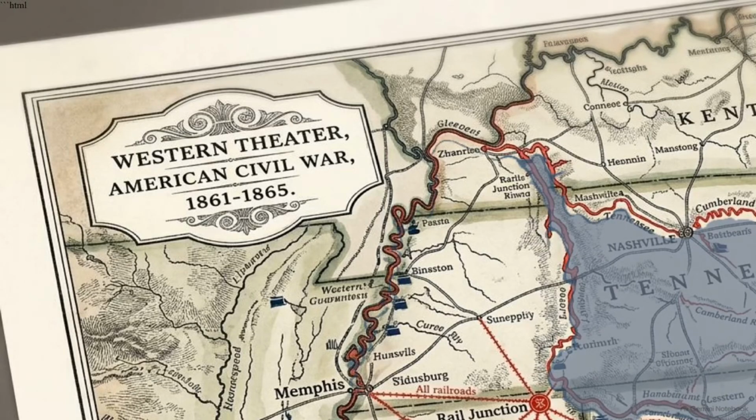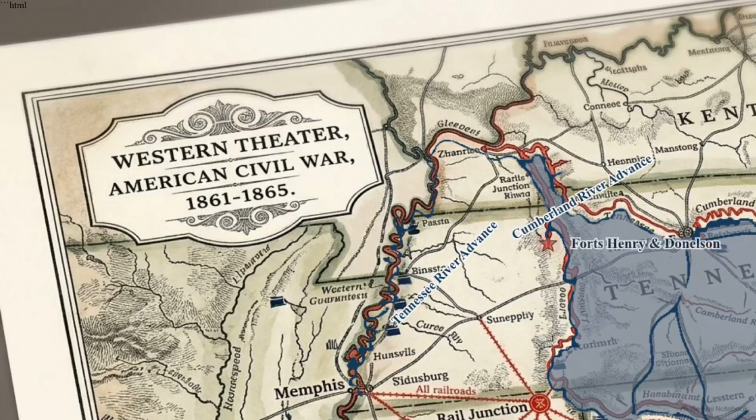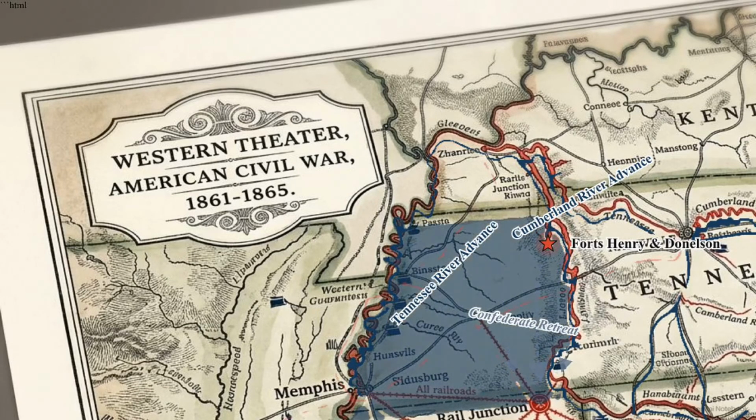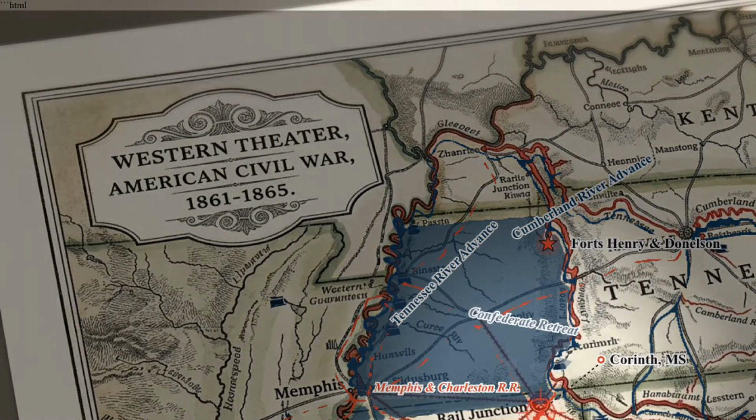In early 1862, Major General Ulysses S. Grant utilized the Tennessee and Cumberland rivers as invasion highways, securing Fort Henry and Fort Donelson. Losing these critical waterway checkpoints forced Confederate forces into a massive retreat, abandoning much of Kentucky and Middle Tennessee to the Union. The Confederates consolidated a new defensive perimeter around Corinth, Mississippi.